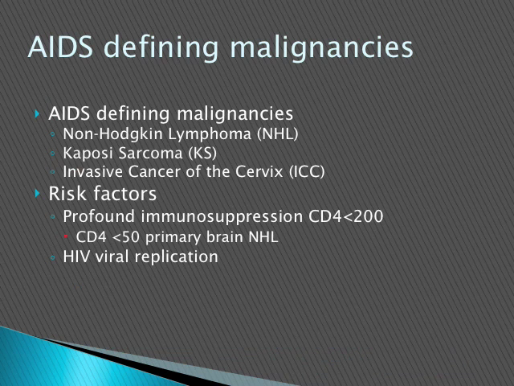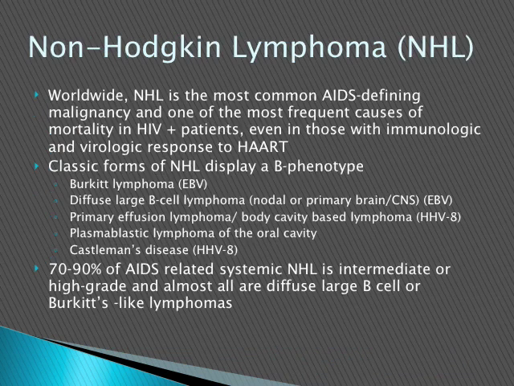So now we go into the AIDS-defining malignancies, which we know is NHL, KS, and invasive cancer of the cervix. The risk factors here and the outcome predictors are pretty simple. It's immunosuppression and HIV viral replication. And especially with primary brain NHL, you usually see this with profound immunosuppression, CD4 count less than 50. Worldwide, NHL is known to be the most common AIDS-defining malignancy and is still a very frequent cause of mortality even in patients who are controlled on antiretrovirals.